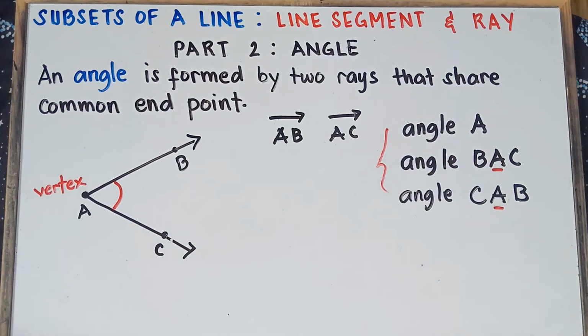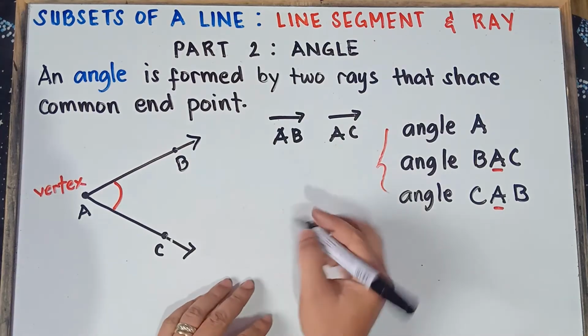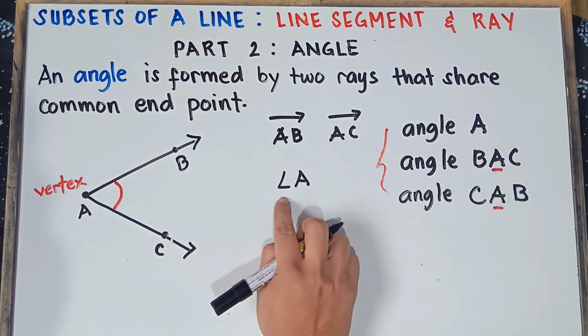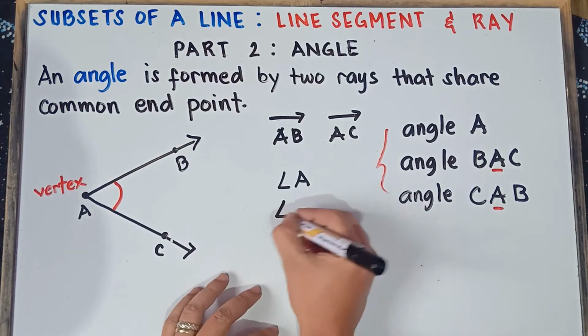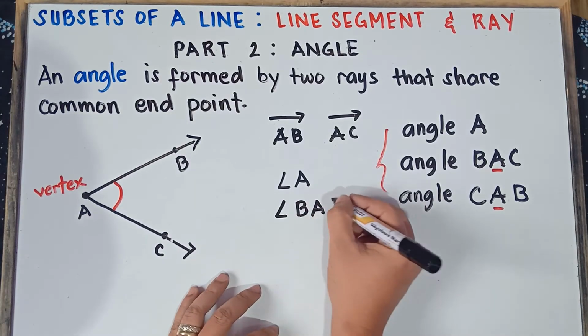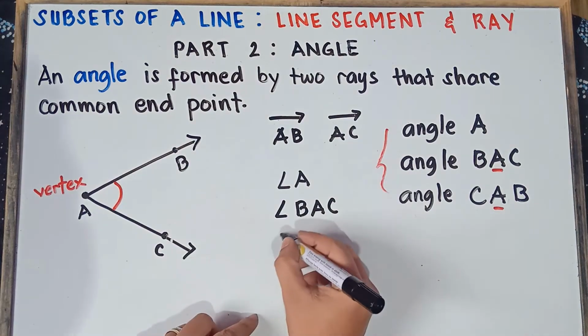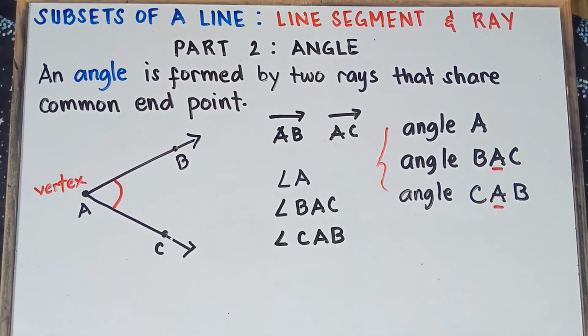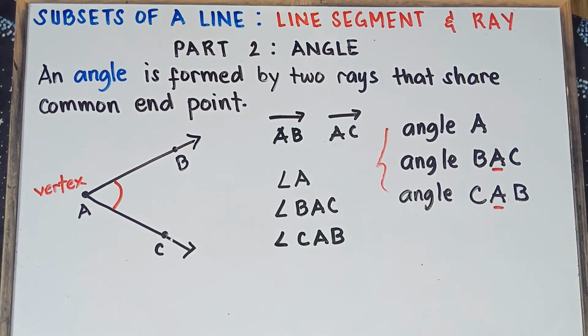Or we can use the symbol for angle. So this is the symbol for angle. We can write this one angle A. Angle BAC. That's okay. Or angle CAB. Alright, so that's how you name the angle, class. I hope it's clear for you, class, with regards to the angle.